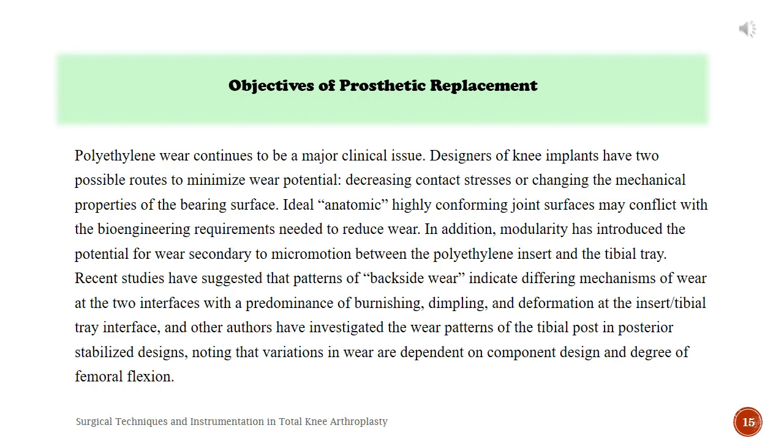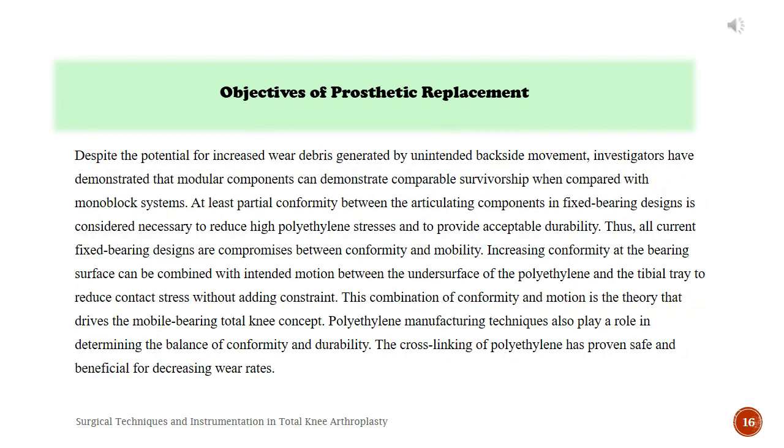Recent studies have suggested that patterns of backside wear indicate differing mechanisms of wear at the two interfaces, with a predominance of burnishing, dimpling, and deformation at the insert/tibial tray interface. Other authors have investigated the wear patterns of the tibial post in posterior stabilized designs, noting that variations in wear are dependent on component design and degree of femoral flexion. Despite the potential for increased wear debris generated by unintended backside movement, investigators have demonstrated that modular components can demonstrate comparable survivorship when compared with monoblock systems.